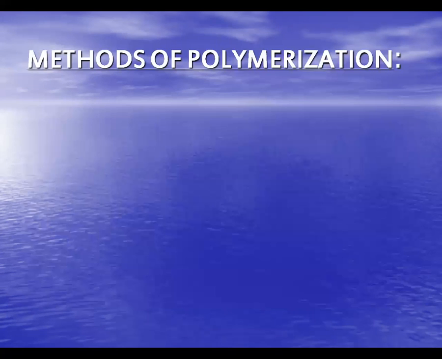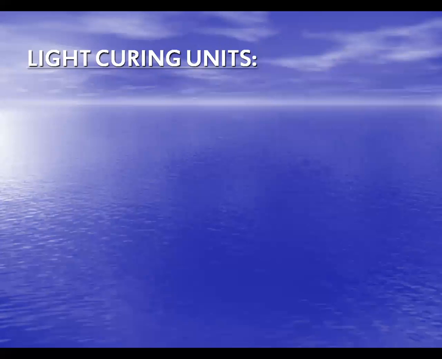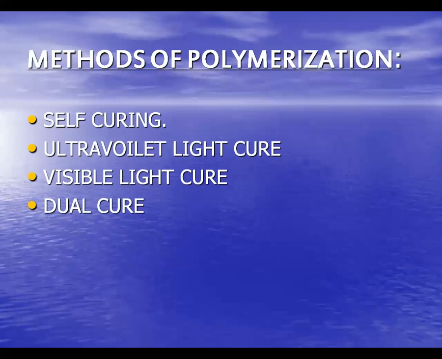Then, depending upon the modes of polymerization, composite can be classified as follows: self-curing composite, ultraviolet light cure composite, visible light cure composite, dual cure composite. Right. So, self-curing composite means they are chemically cured. When you mix two composites together, the chemical polymerization reaction starts and it gets self-cured.